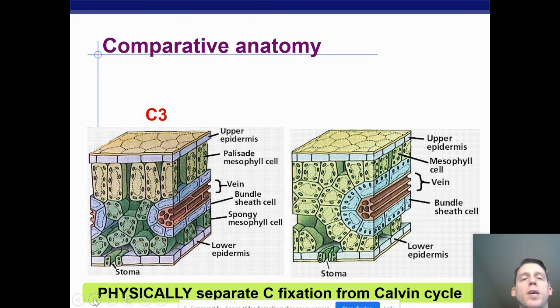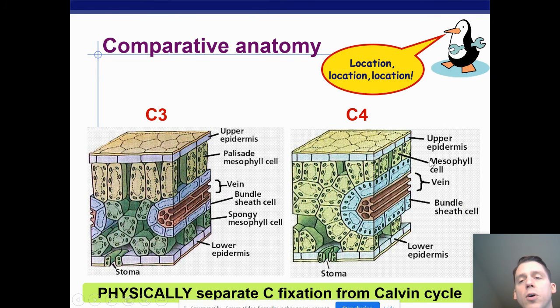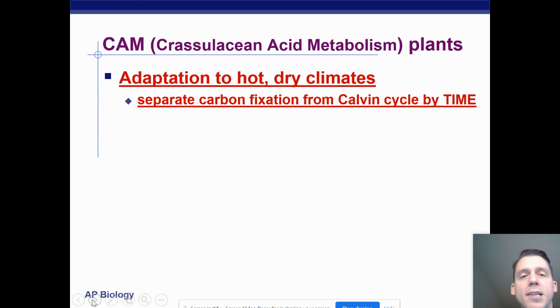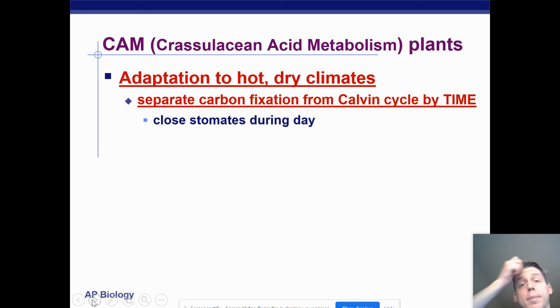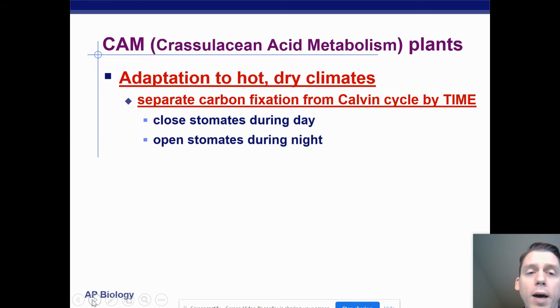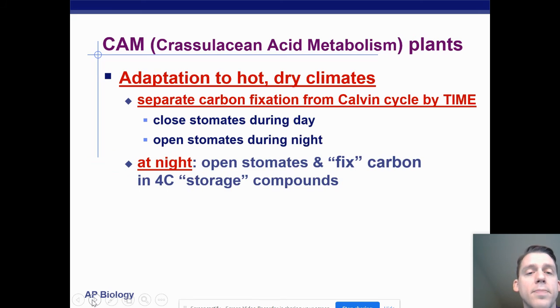All right. Here the anatomy, not too much to see here. We've got these huge bundle sheath cells. And then we have CAM plants. CAM plants are an adaptation to a very hot, dry climate, and they separate through timing. So the stomata are closed during the day. This prevents water loss. And the stomata then are open at night when water is less likely to be lost.